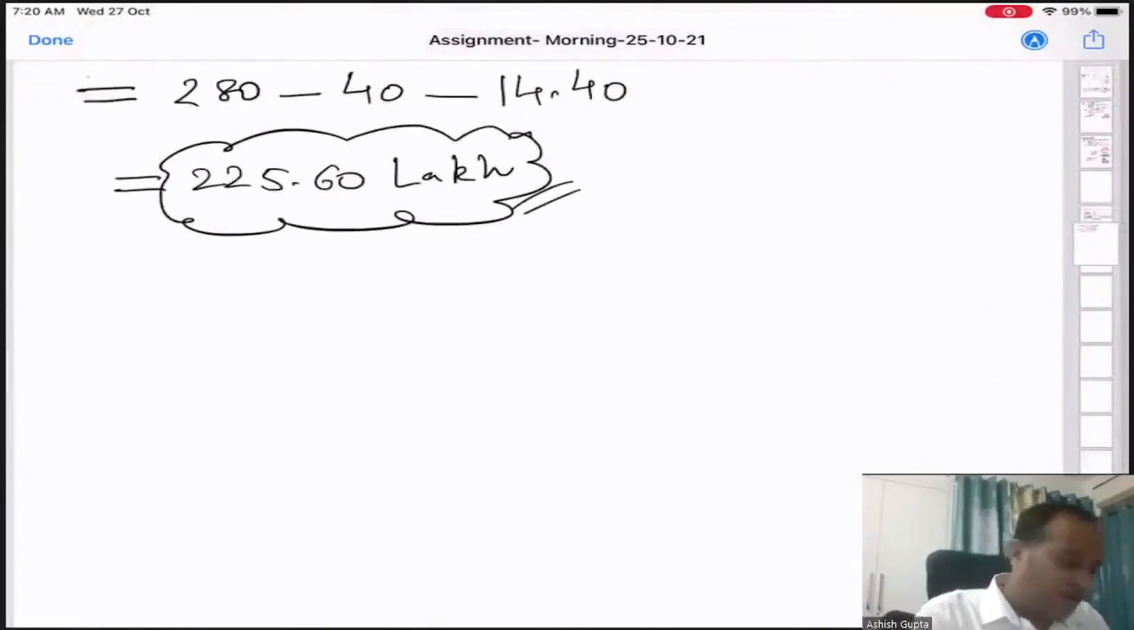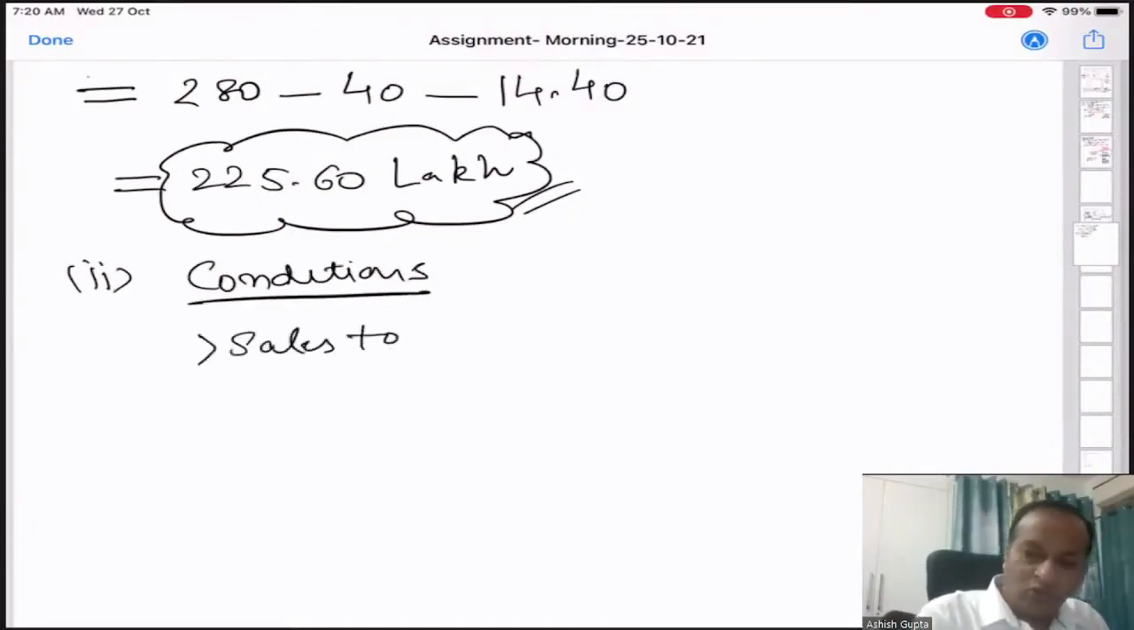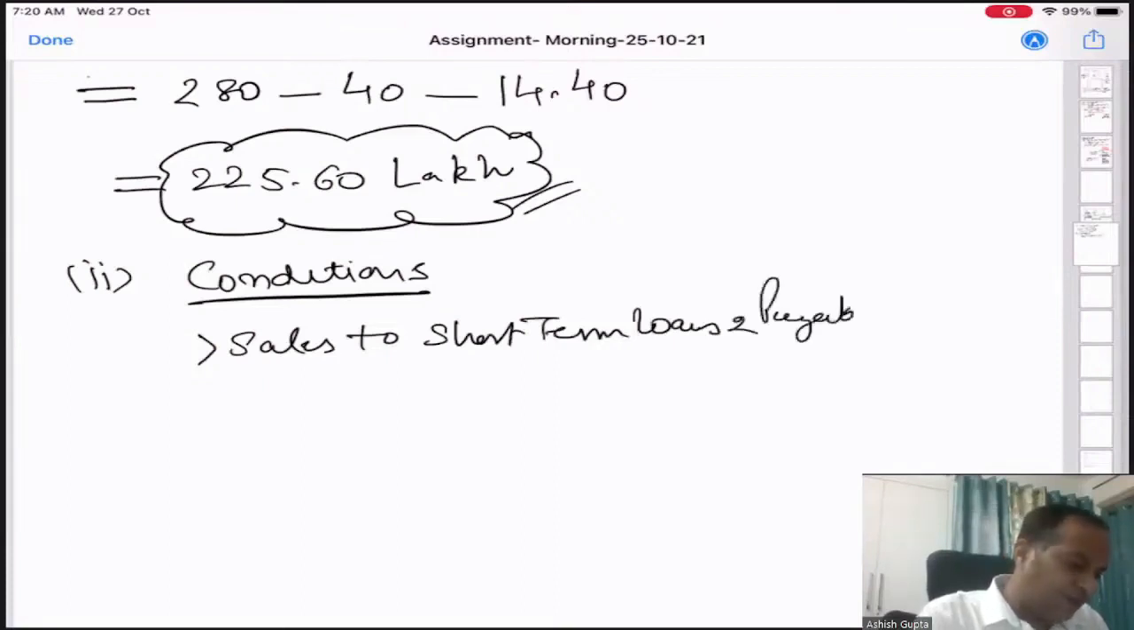First, we jot down the conditions. What are the conditions that we have to meet? Sales to short-term loans and payables and provisions should be 4:3. This is one of the conditions.